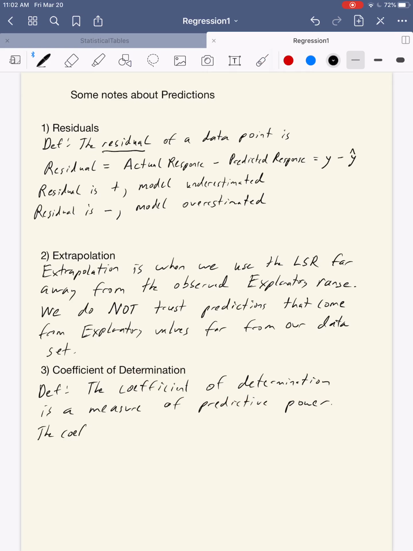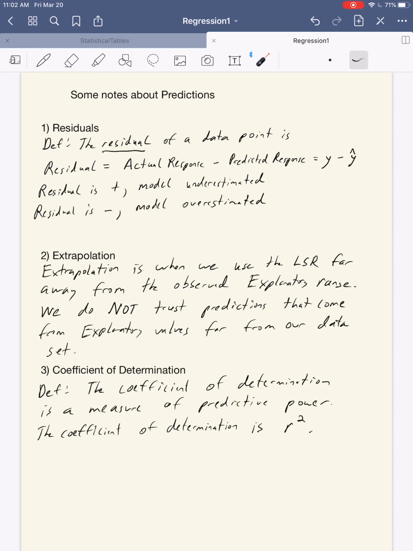The coefficient of determination is R squared. So the way you get the coefficient of determination is you literally square the correlation coefficient. Remember, squaring something just means multiplying it with itself.